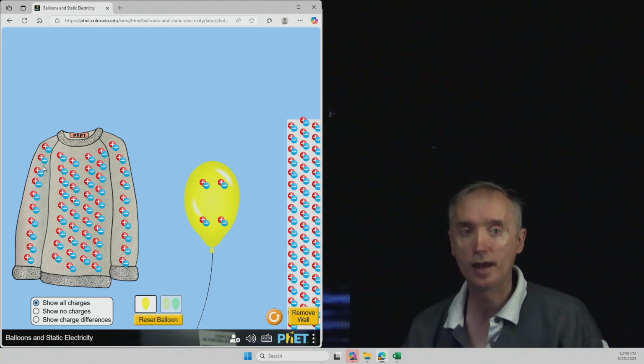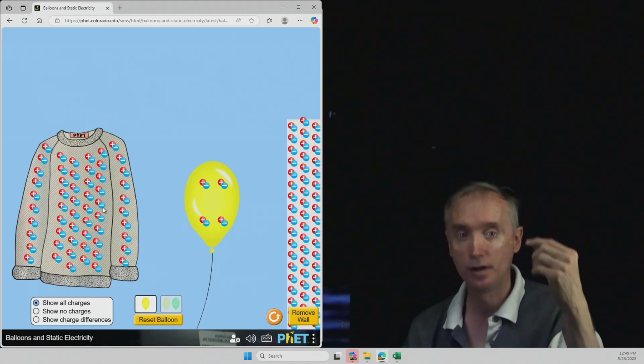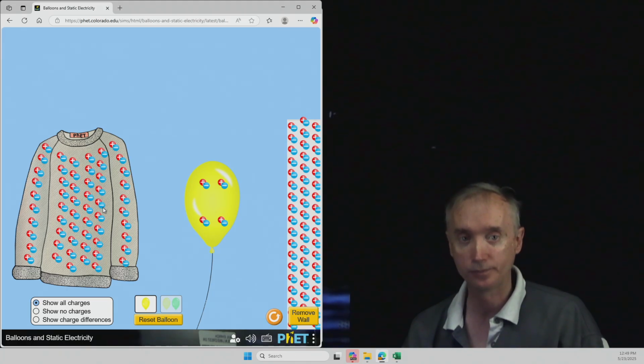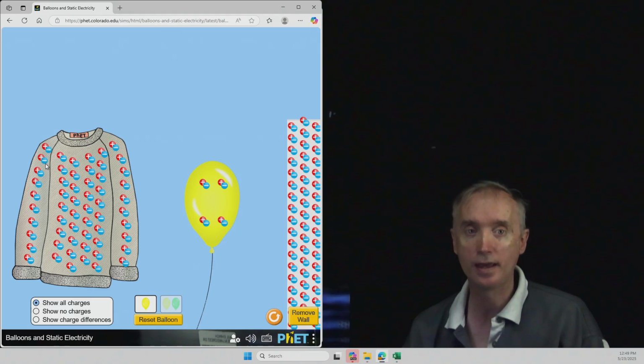And look at the red ones, which are the positive charges. So this would be the nucleuses of the atoms that comprise the wool sweater. And then the blue ones are the negatives. So those represent the electrons that are in orbit around those nucleuses. So do you notice that for every positive there is a negative? So that means that originally this sweater was electrically neutral. And then look at the rubber balloon. So it's also electrically neutral.